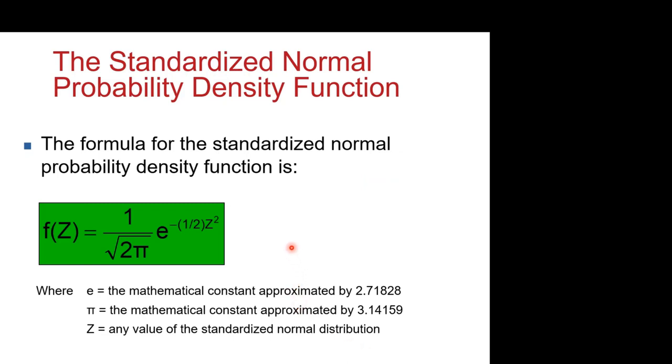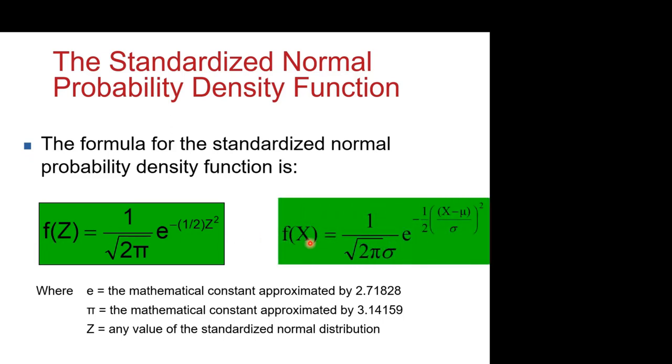Now, you have looked at the probability density function for the normal distribution. The formula for the standardized normal probability density function is given by this formula, which is slightly different from the probability density function for the normal distribution that we looked at just now.